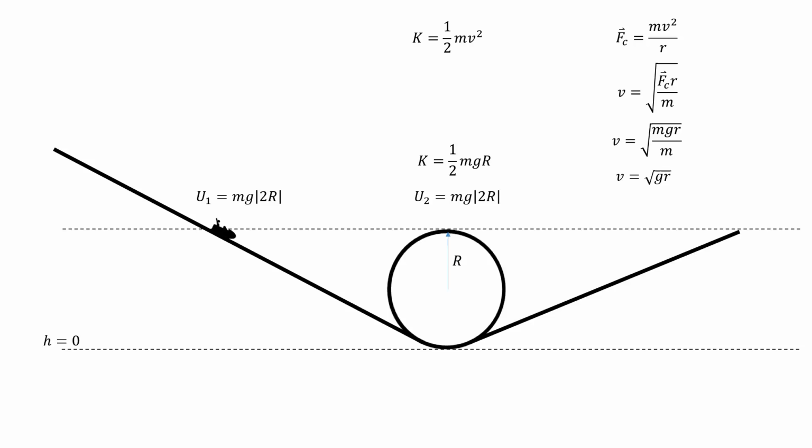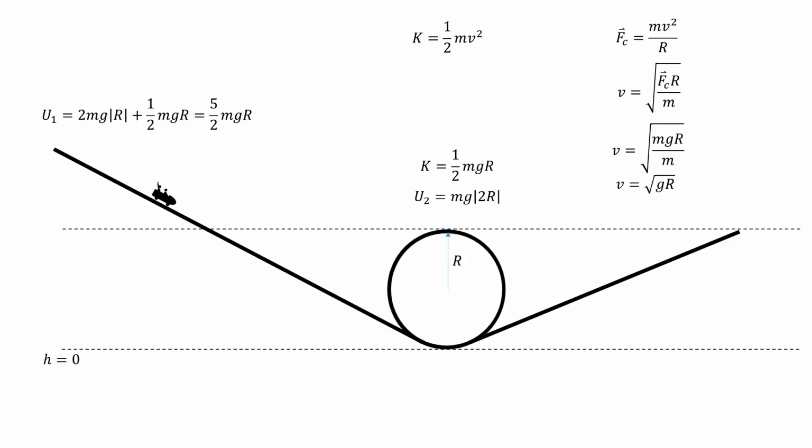So we'll place the car higher, where its initial potential energy is mg(2r) plus 1/2 mgr, for a total of 5/2 mgr. So the height at which the car must be released must be at least 5/2 r. This, of course, is assuming that no non-conservative forces are acting to remove the energy.